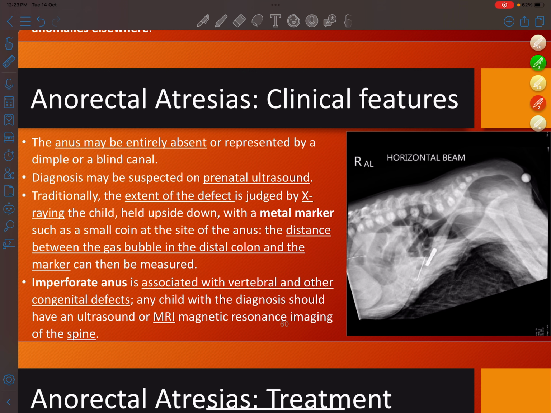If it is very short, less than 1 centimeter, it can be opened and sutured all around. If it is long, then it will be treated in stages.